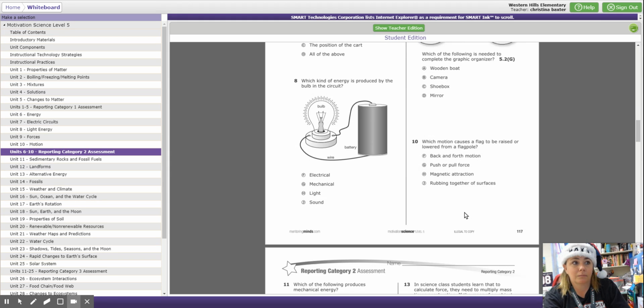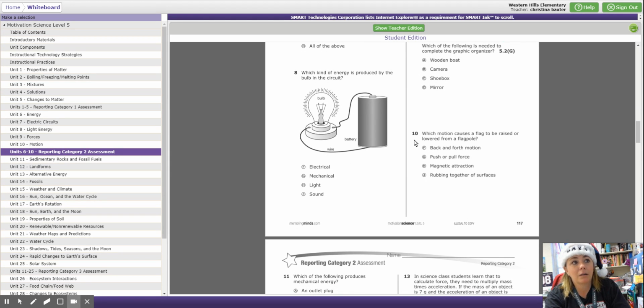Number 10. Which motion causes a flag to be raised or lowered from a flagpole? F, back and forth. G, a push or pull. H, a magnetic attraction. J, rubbing together of surfaces. So you're talking about raising and lowering a flag from a flagpole, like outside in the front.